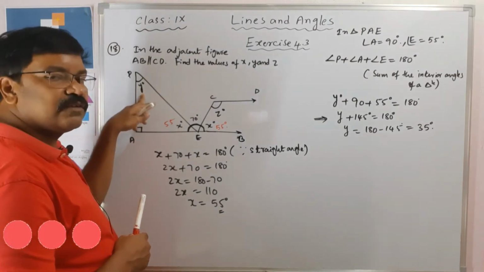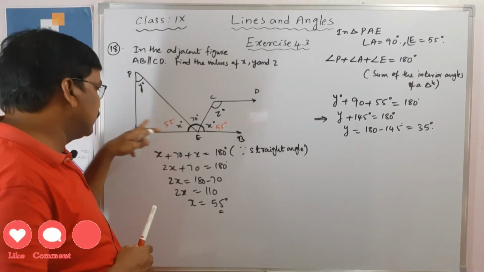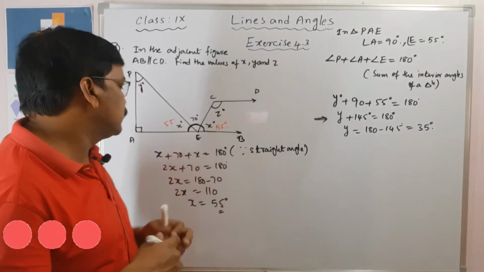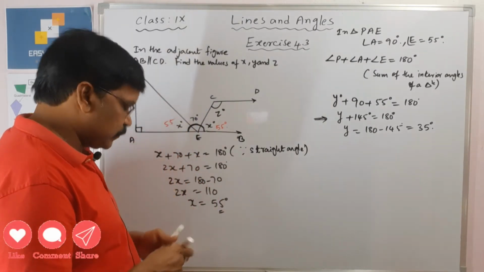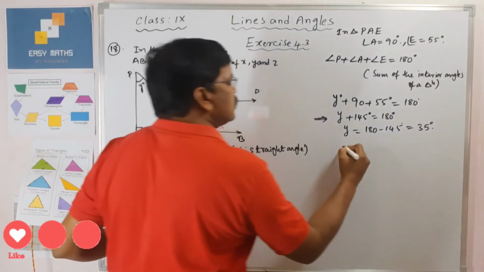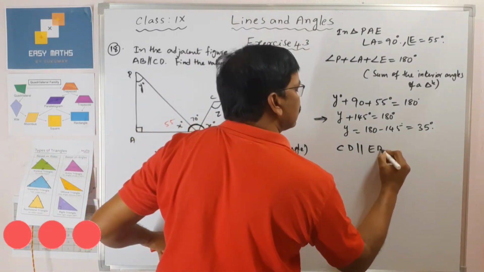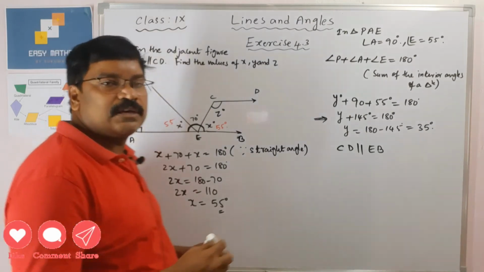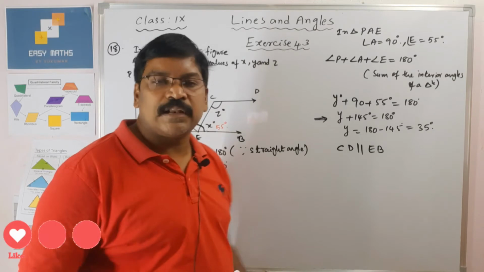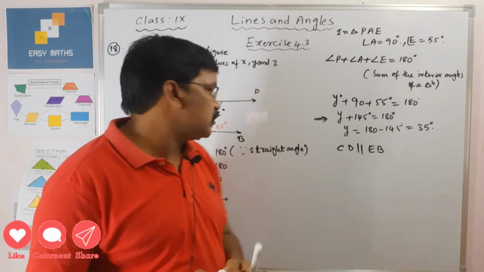90, this is 35, this is 55. 55 plus 35 is what? 90. 90 plus 90 is 180, right? So the values of y and x both are verified. Now coming to this, CD is parallel to what? CD is parallel to EB. Why? Actually the CD is parallel to AB, but this EB is the part of AB, so my dear students, the CD and EB are parallel to each other, right?